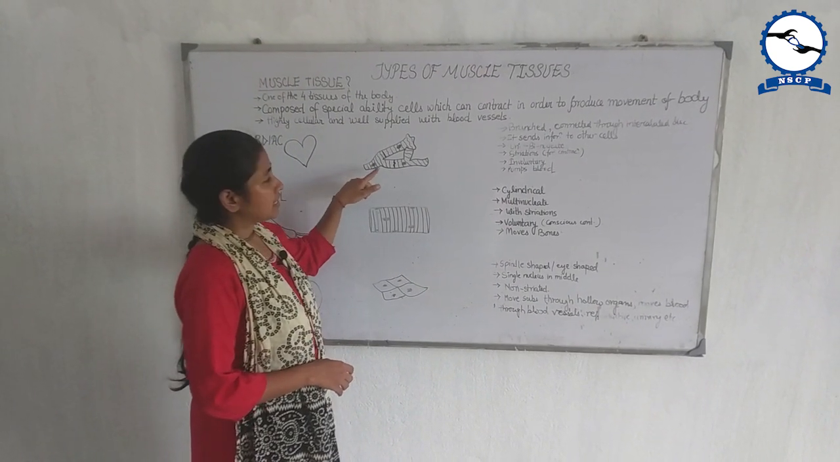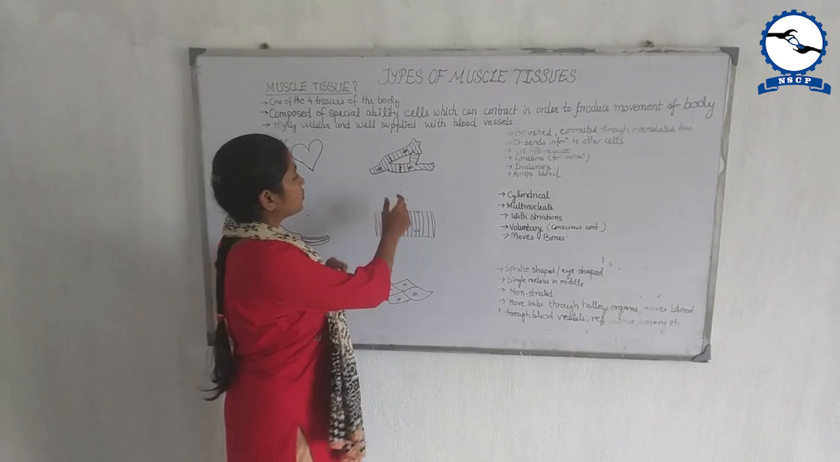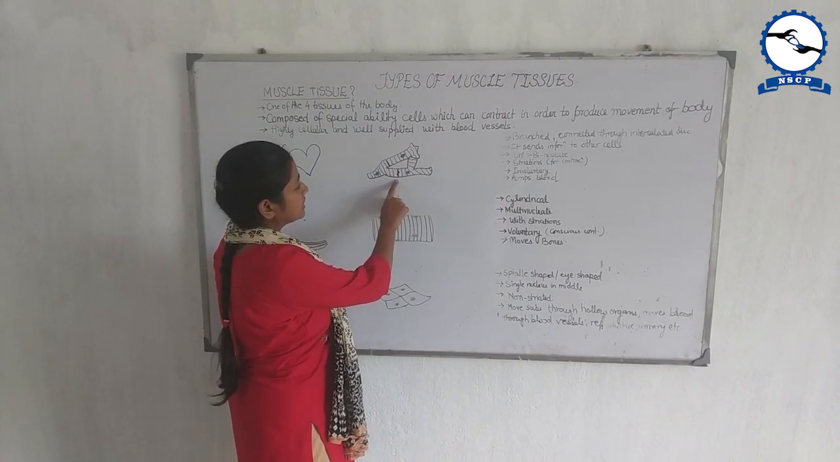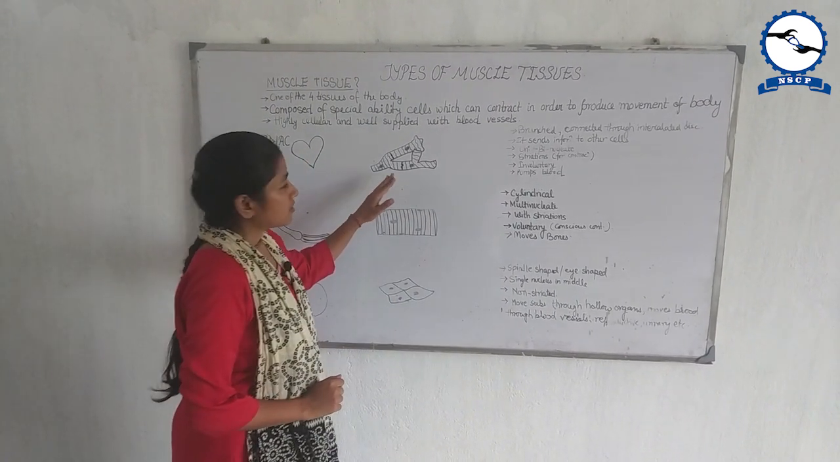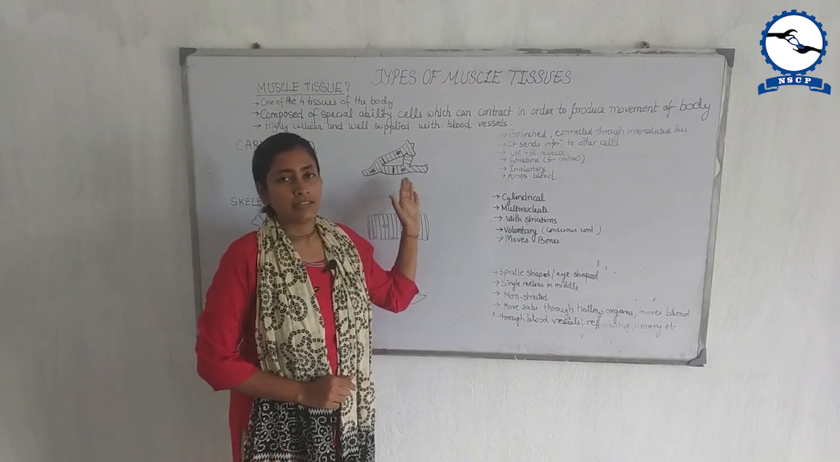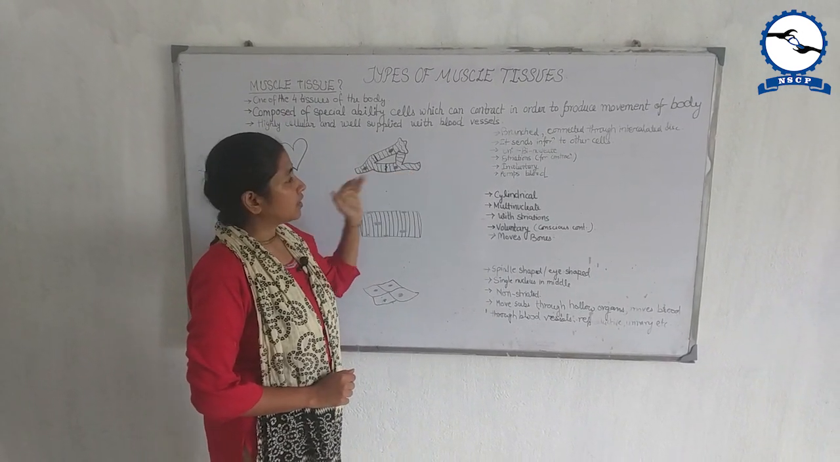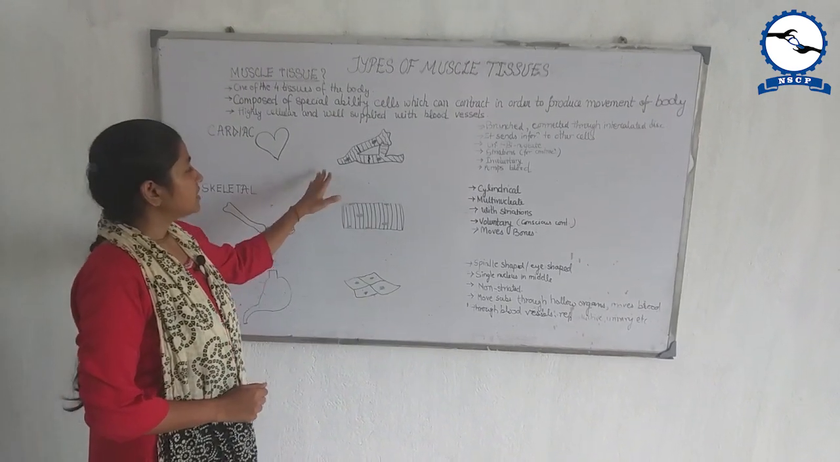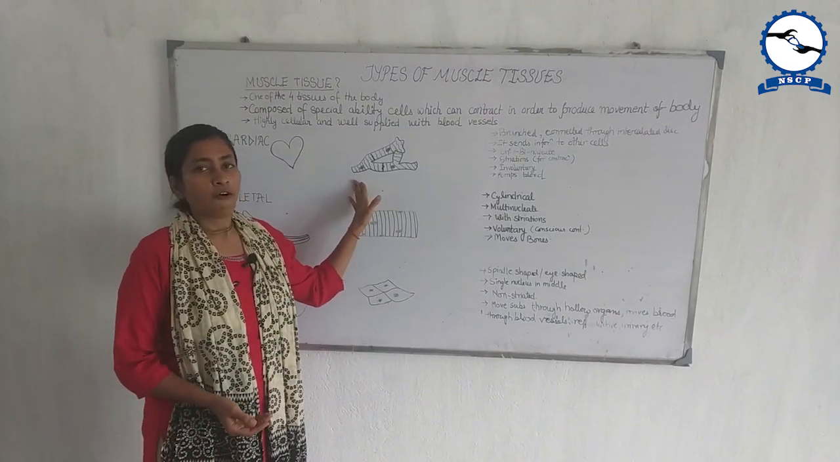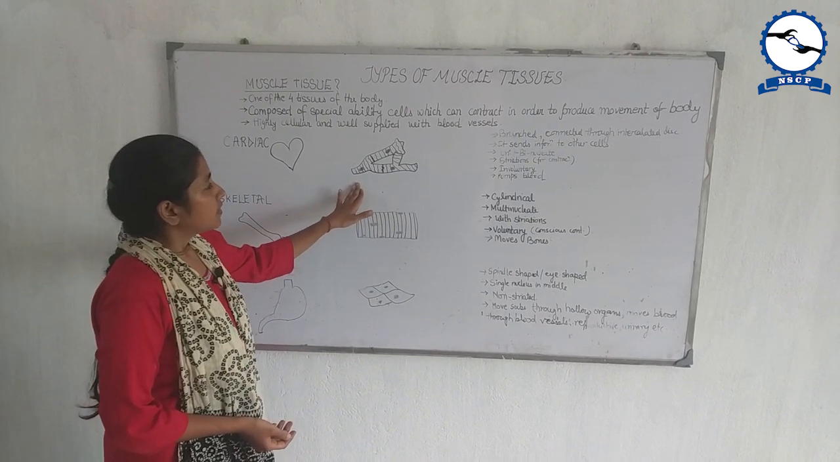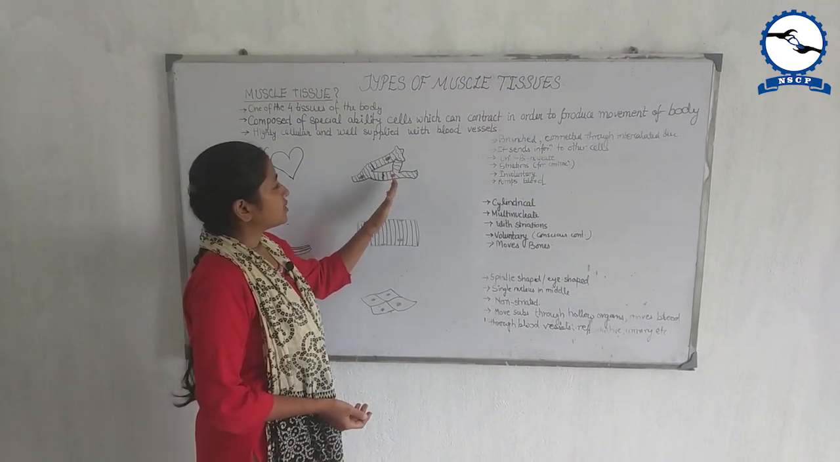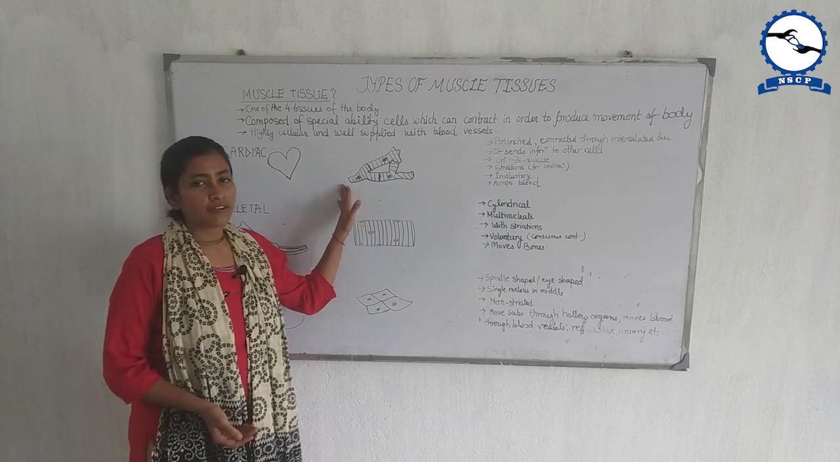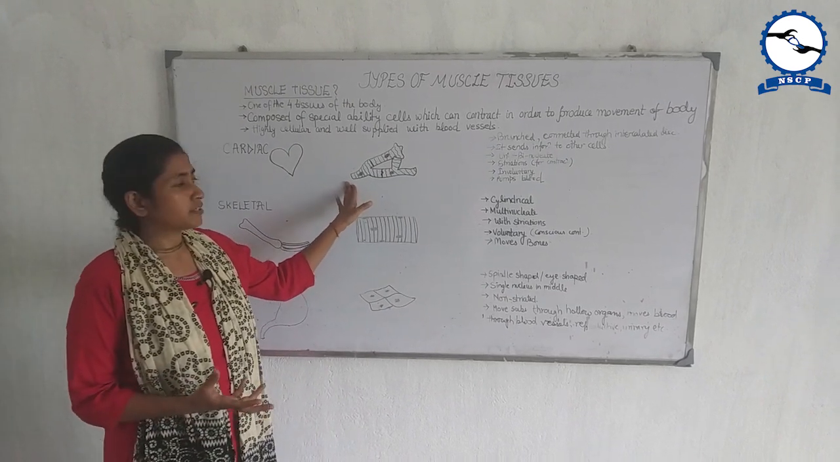That means these cells are connected with one another with the help of this intercalated disc, which is responsible for connecting one cell of the cardiac muscle to the other. It sends information to the other cells. These cells are uninucleate or binucleate. These cells have striations in them. These striations are responsible for contraction of those cells.